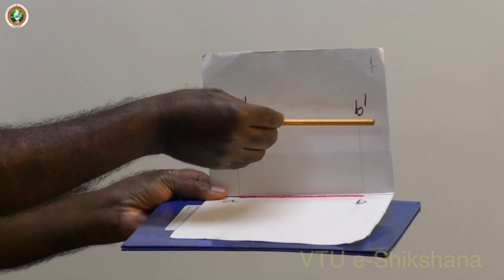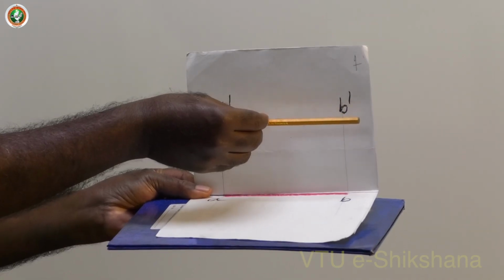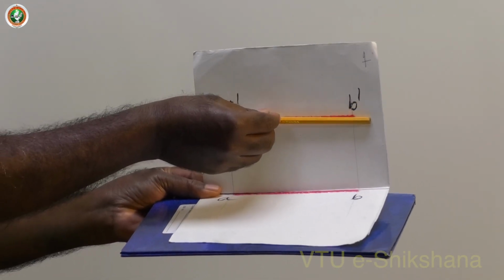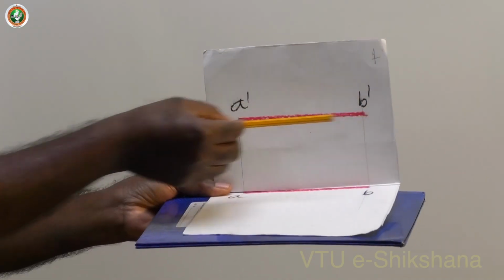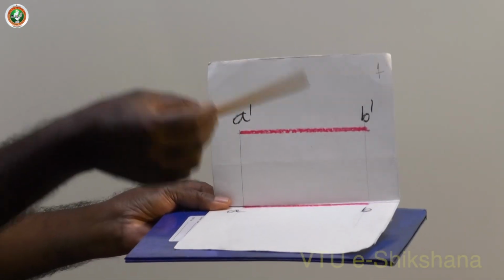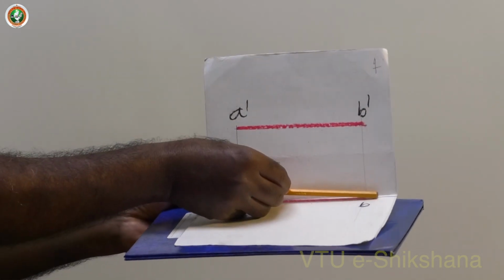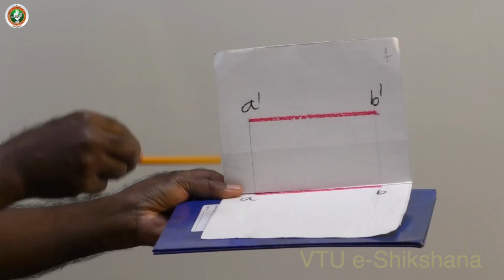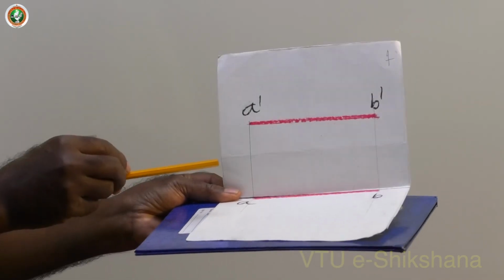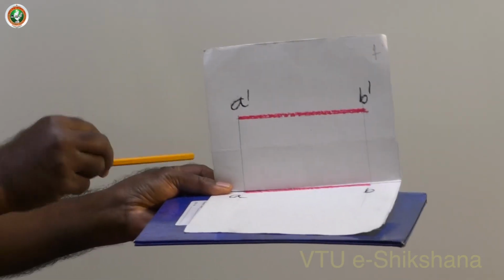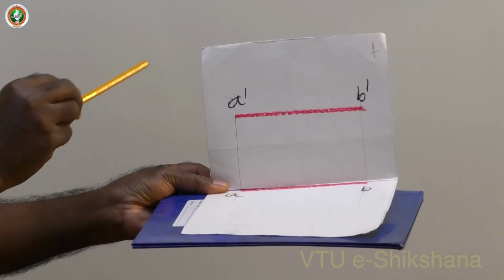Line is on VP, and this itself is the front view. A dash, B dash is the front view. Line AB, A dash, B dash is the front view. Next, the projection of the same is on the XY line because it is on VP. Then AB is the top view, A dash, B dash is the front view.